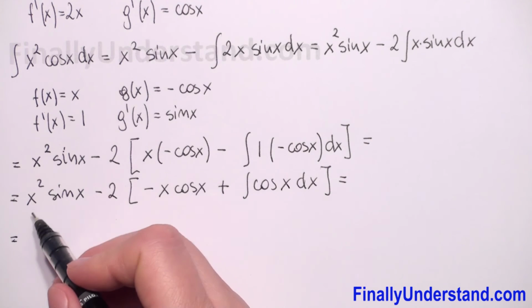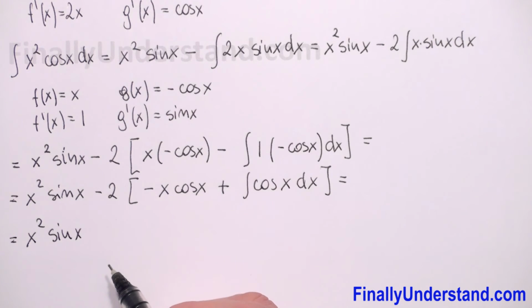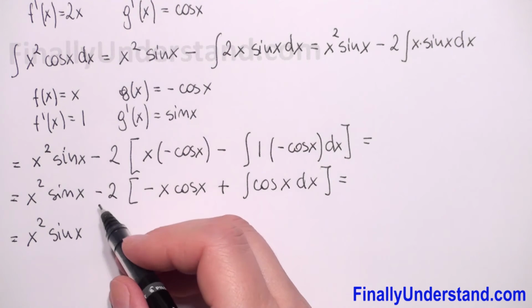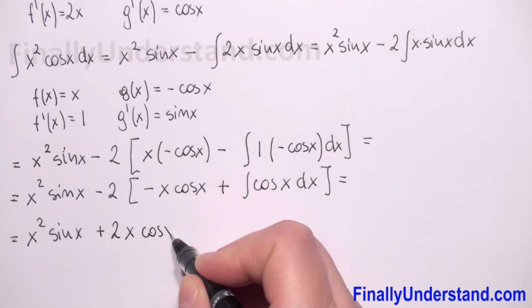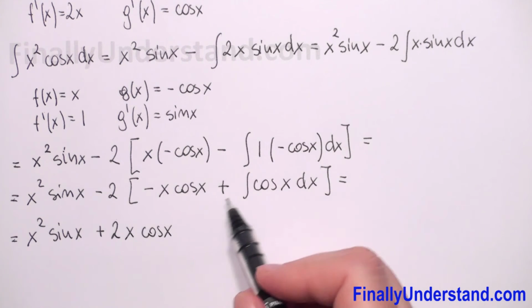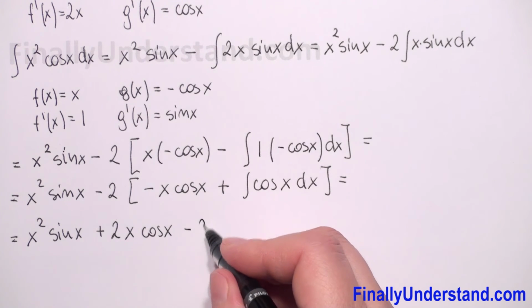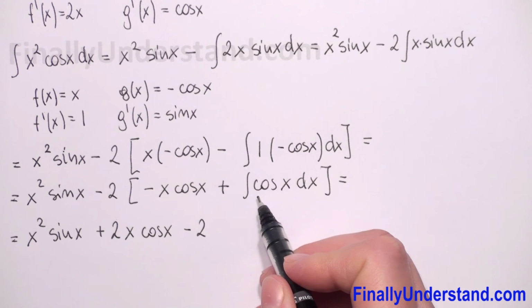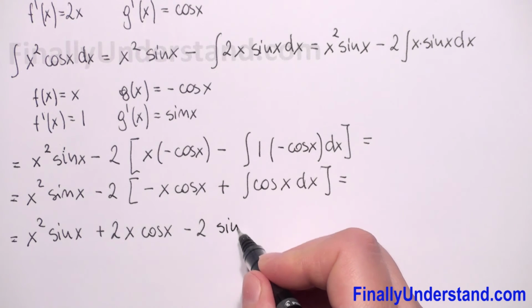This is equal to, we have to copy x squared sine of x. Now we have to multiply the expressions in brackets by negative 2. So negative times negative is positive 2x cosine of x. Negative 2 we have to put times the integral. So it will be negative 2 times the integral of cosine of x. The integral of cosine of x is equal to sine of x. So we have negative 2 times sine of x.